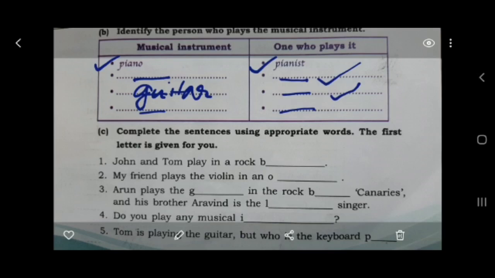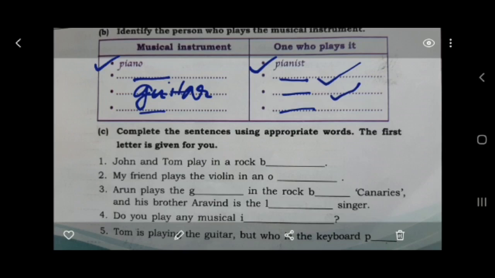Below that you may see another activity, that is C. Complete the sentences using appropriate words. The first letter is given for you. In the last class, I have already told you about different words which are related to music. Do you remember it? Music composer, band, orchestra, lead singer, conductor, etc. The words are on the same page in your textbook.